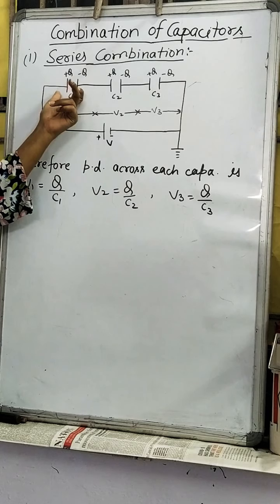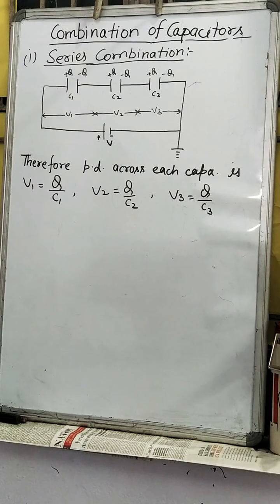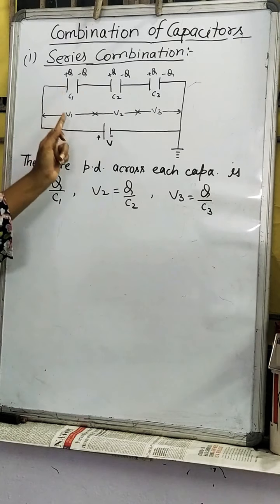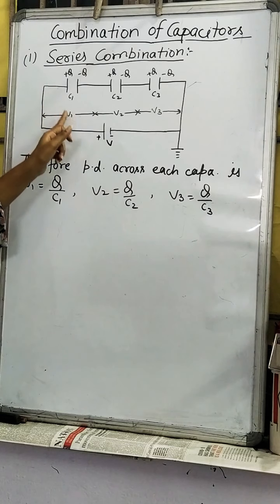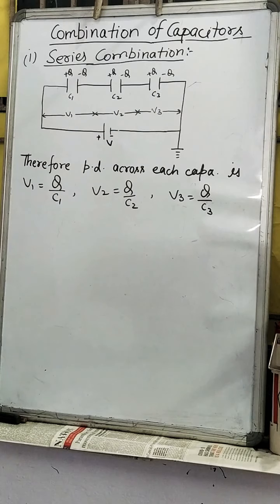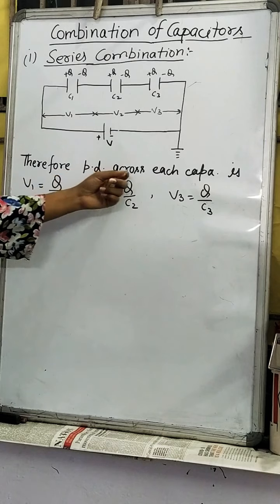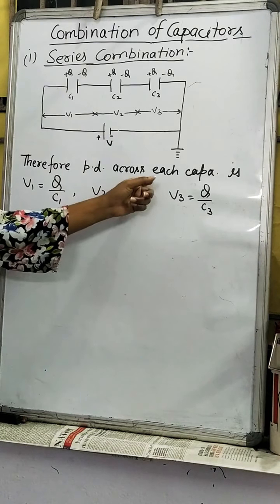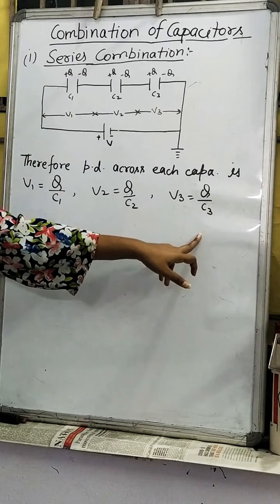Both plates make one capacitor, which has a capacitance of C1. The charge stored in each capacitor is Q, which is the same, and the total potential of the battery is V. Because the charge has been distributed, the potential will also be distributed. So for C1 it is V1, for C2 it is V2, and for C3 it is V3. Therefore the potential difference across each capacitor is V1 equal to Q upon C1, V2 equal to Q upon C2, and V3 equal to Q upon C3.